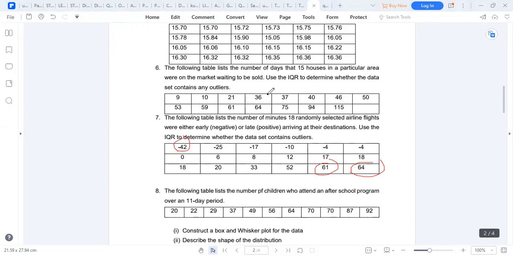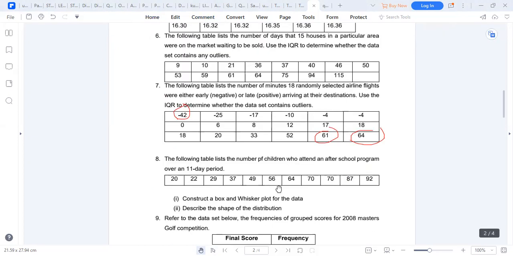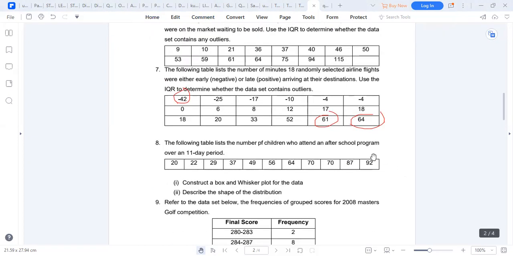All right. So let's go to this question here. Would you want to try? We're given an 11-day period. We're asked to construct a box whisker plot. So what do we do? And also determine the shape using the box whisker plot.